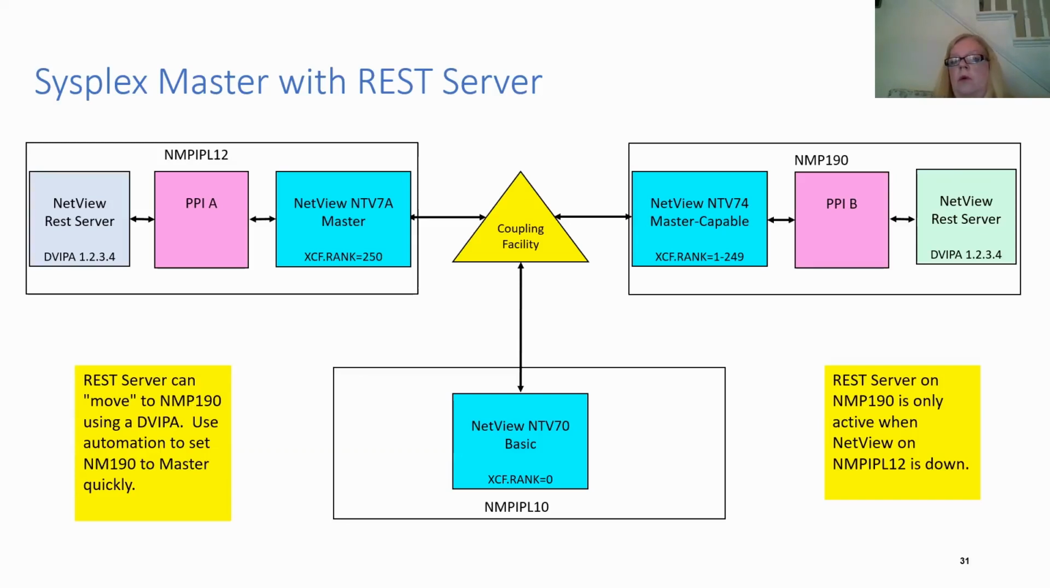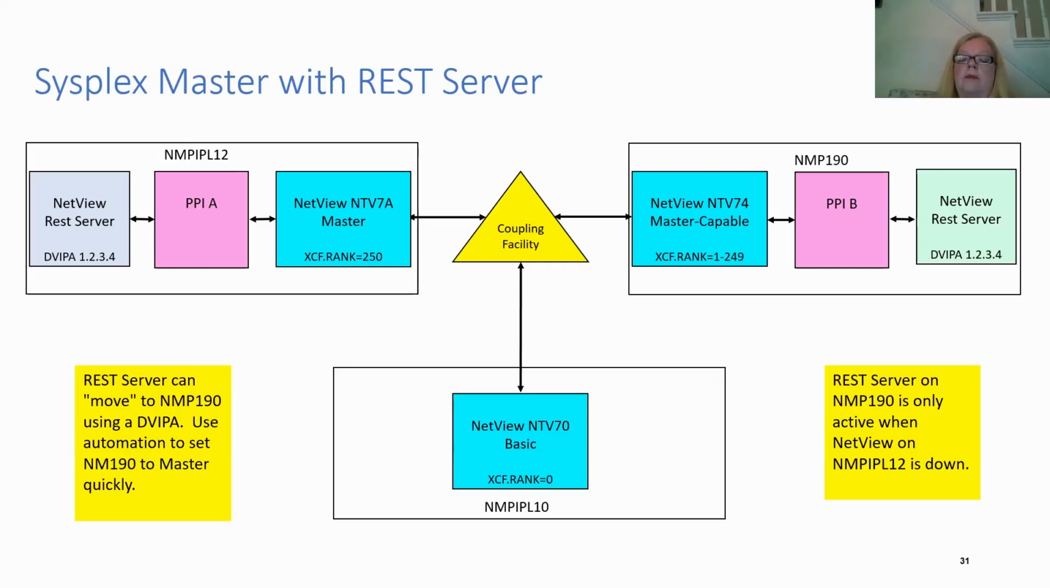And the way that these roles get set are based on what we call an XCF.rank value. A 250 will automatically make your NetView a Sysplex Master, provided it's the first one up and there are no other NetViews in your Sysplex that also set XCF.rank equals 250. If there's multiple with 250, whoever's up first wins in that scenario. So for Master Capables, we recommend coding ranks of 1 to 249. If the Master goes away, then the highest ranked Master Capable NetView program will take over the Master role.